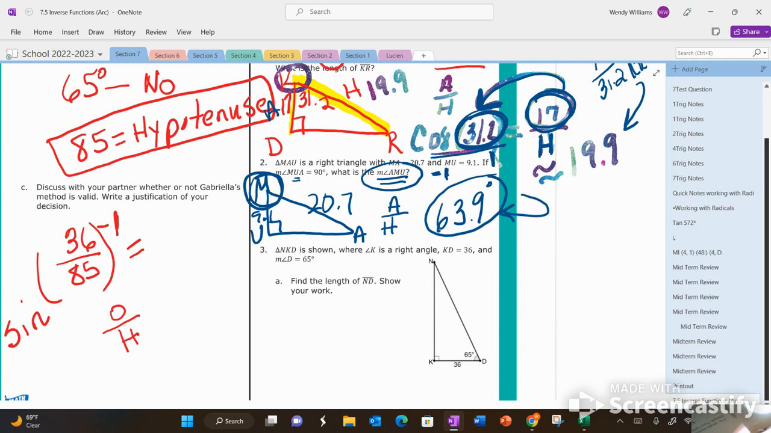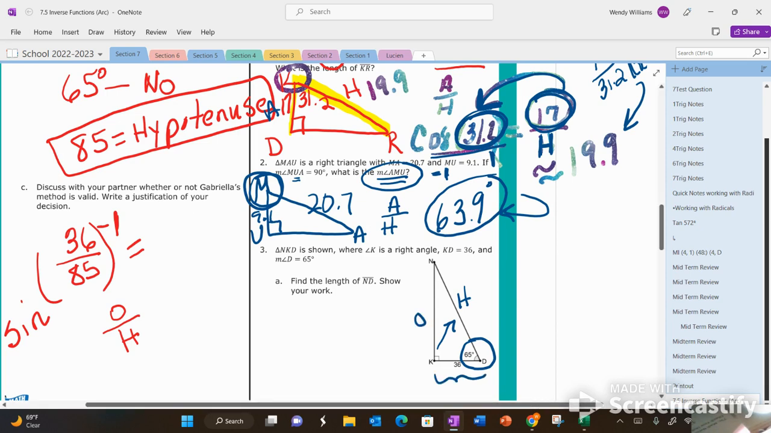Okay. Number 3, they're asking you for a length. Notice they give you the angle. This is nothing more than what you've been doing before. ND is my hypotenuse because it's opposite of the right angle. What do they give me? Hypotenuse is what I'm looking for. What they're giving me is adjacent. Which trig function is adjacent and hypotenuse? You got it. Same thing as up here. That's your cosine.